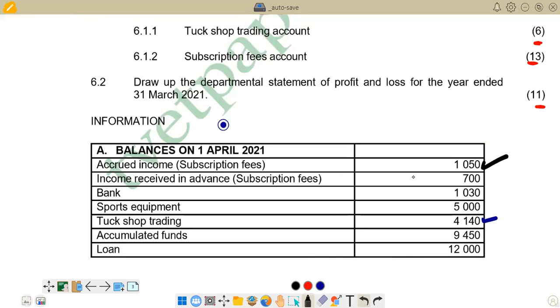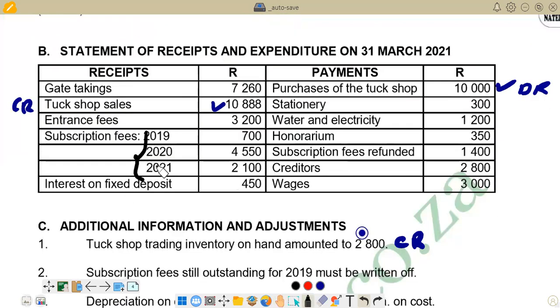But we can now check what we received in terms of those subscriptions, and then we can see which amount is still owing. The members were owing 1,050 at the beginning, and we compare it with what we received, and we only received 700. So the difference is still owing. We are saying 1,050 minus 700, and if you calculate correctly you get 350. So 350 is still owing, and these are the ones that are going to be written off.